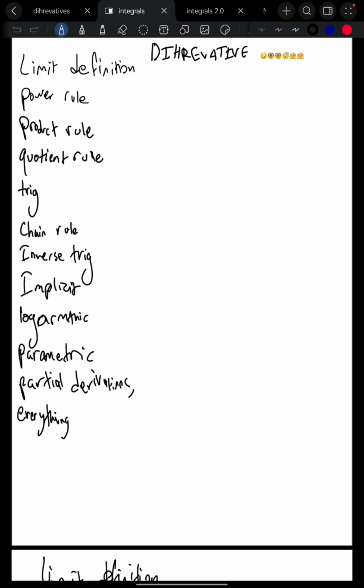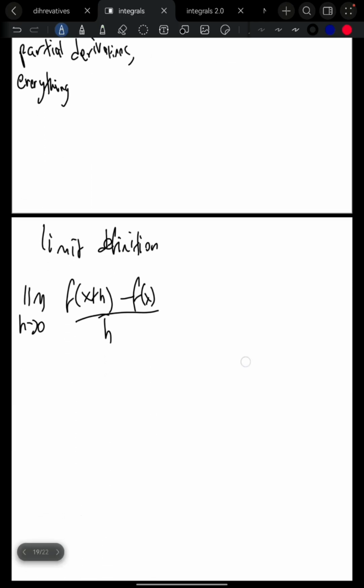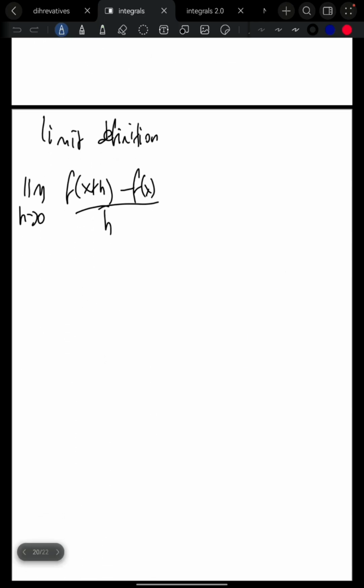But the limit definition is the most underrated one and overhated, right? Because with the limit definition, you can prove the power rule, the product rule, the quotient rule, and the chain rule, right? And with those, you can pretty much do everything, right? And the limit is the best one. Let's say I forgot how to prove the power rule.